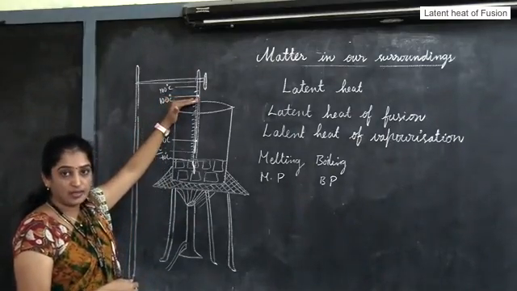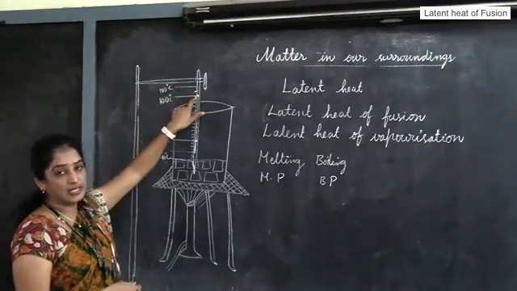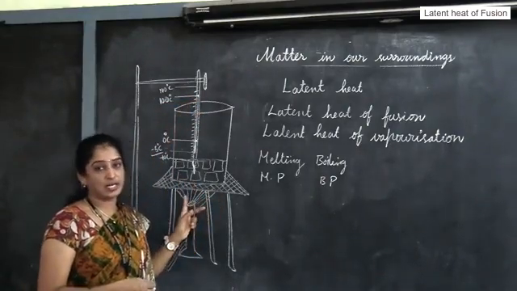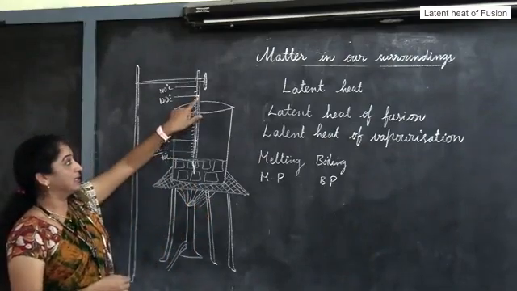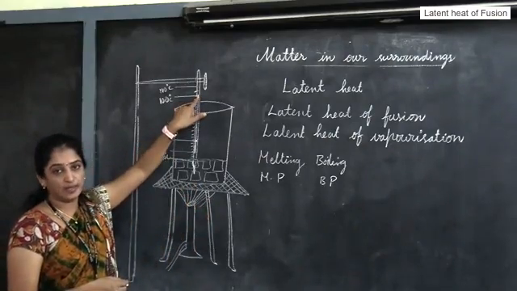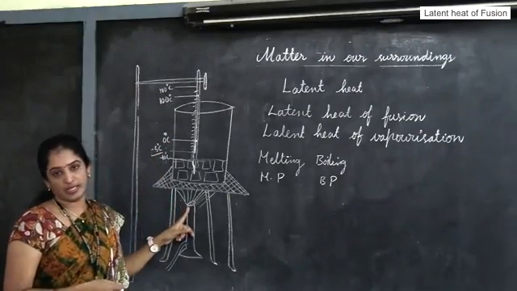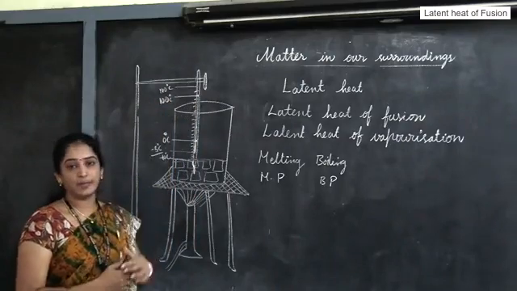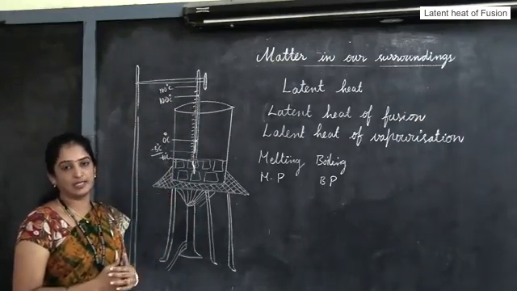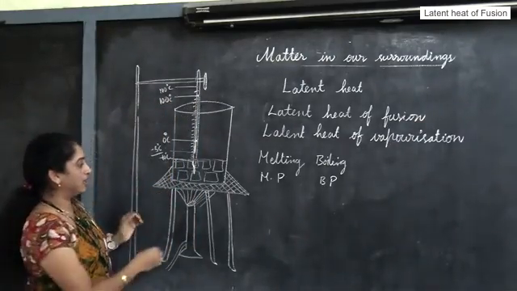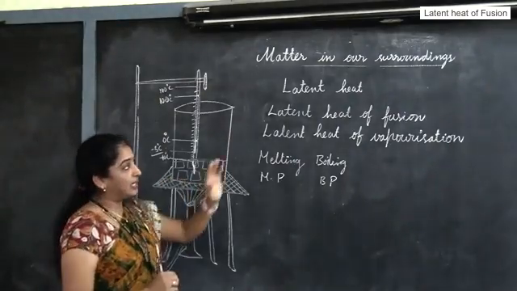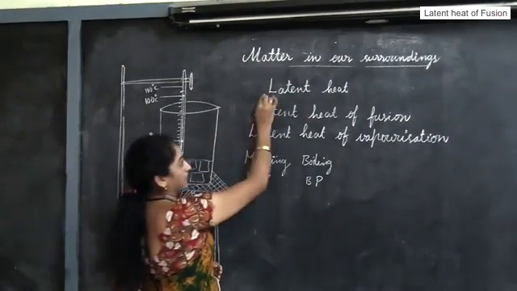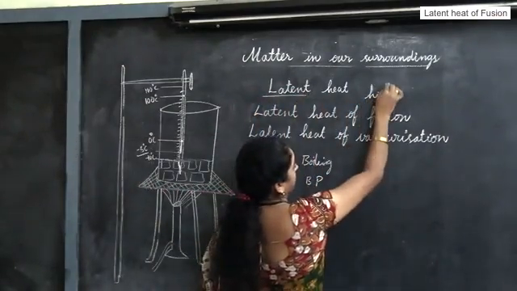Why? Because 100 degrees centigrade is the boiling point of water. So at this temperature the water starts boiling. Here the temperature again remains the same, but we did not stop heating. We are continuously heating, but the temperature remains the same at 100 degrees centigrade. So here see, latent means hidden. The word latent means hidden.